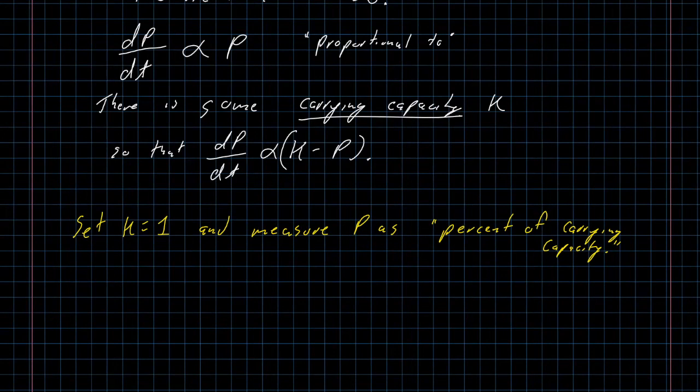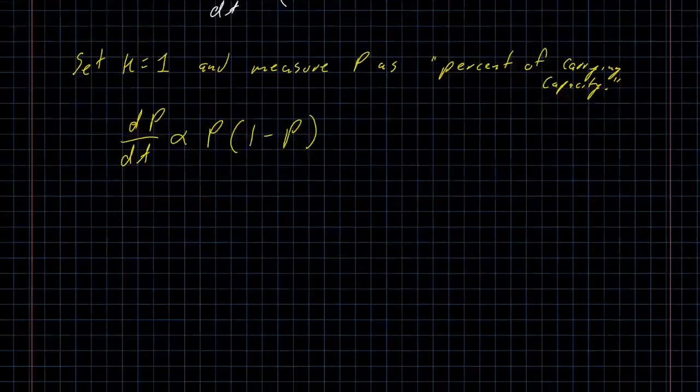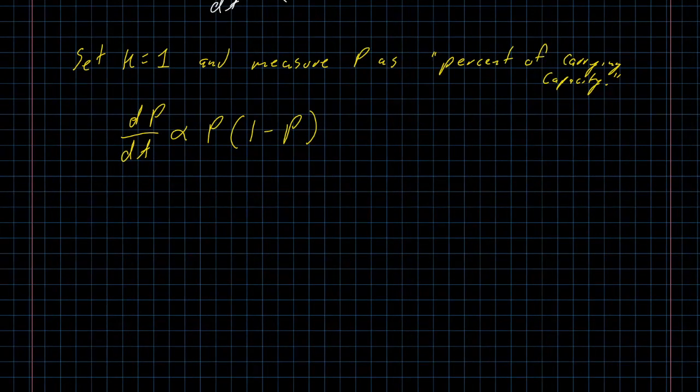And so now we have that my differential equation, dP/dt, is proportional to P, and it's proportional to 1 minus P. And in proportionality, being proportional to things means that there is some constant, so that we have dP/dt equals that constant times the stuff on the right-hand side.